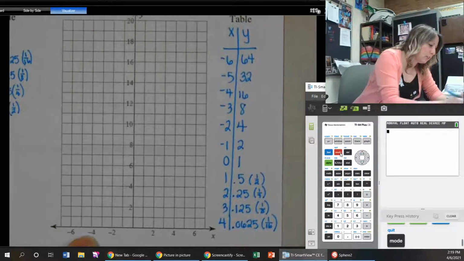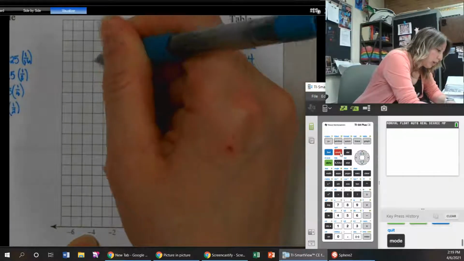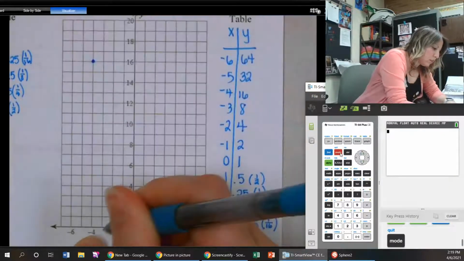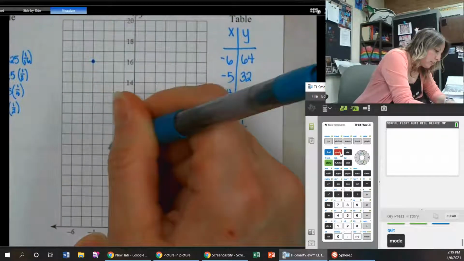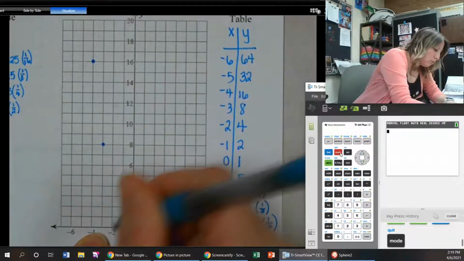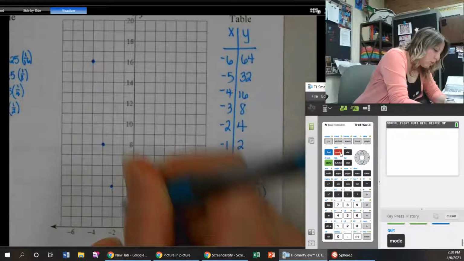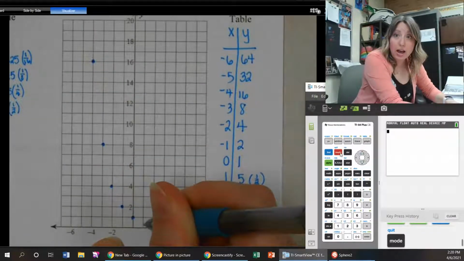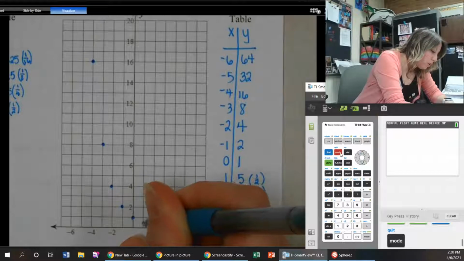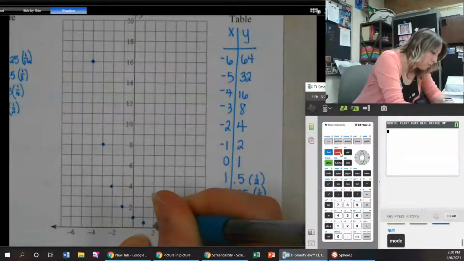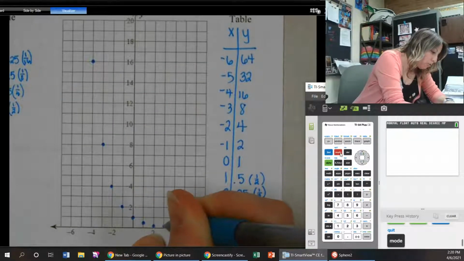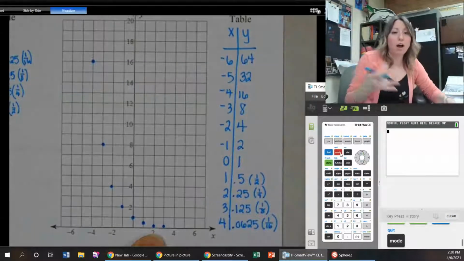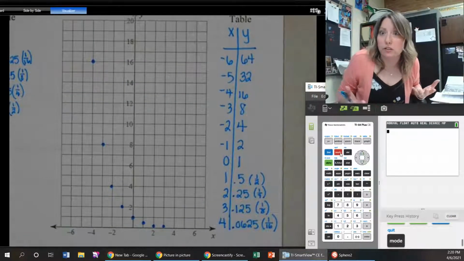-4, 16 seems as the closest you can get. -3, 8, -2, 4, -1, 2, 0, 1. Then remember half, right? So halfway between 1 and 0, halfway between 1/2 and 0, halfway between 1/4 and 0. I'm really not going to be able to show 1/16.